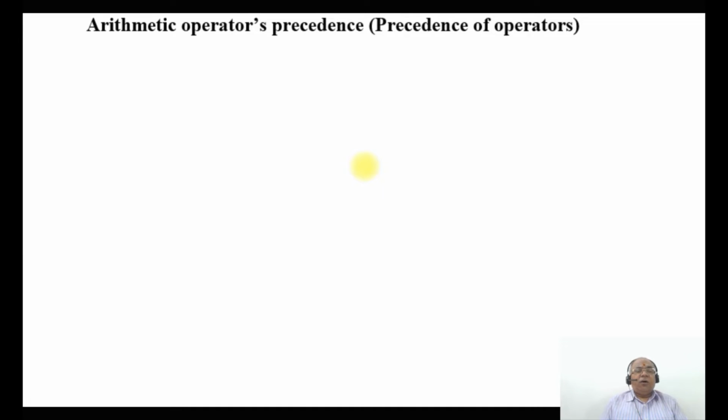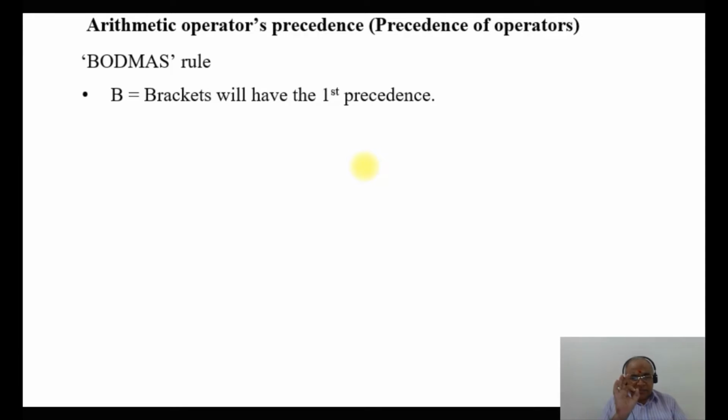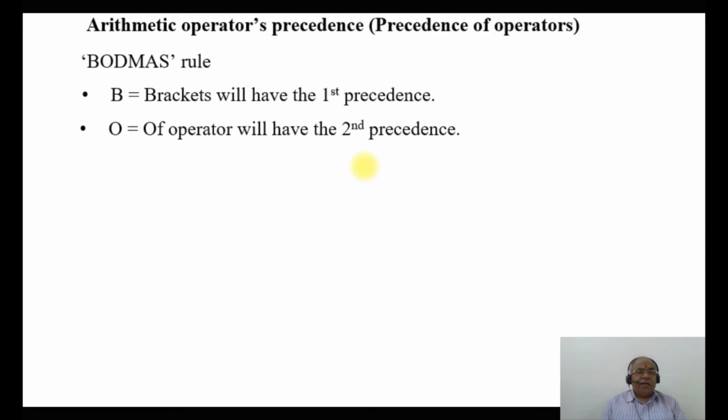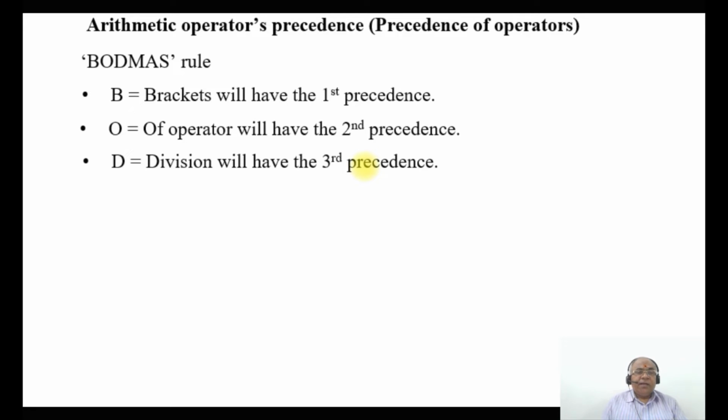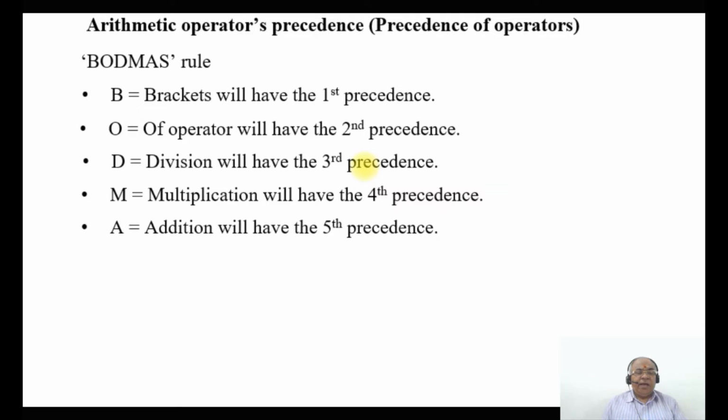So what is the arithmetic operator precedence? The precedence of operators is called the BODMAS rule. The first one, B, represents the bracket, which has the first precedence. Then O, of, will have the second precedence. Then D, division, will have the third precedence. And M, multiplication, will have the fourth precedence. Capital A, addition, will have the fifth precedence. And S, subtraction, will have the sixth precedence.